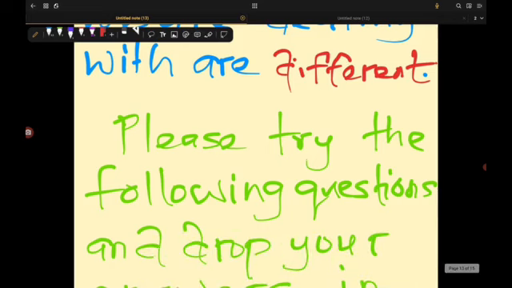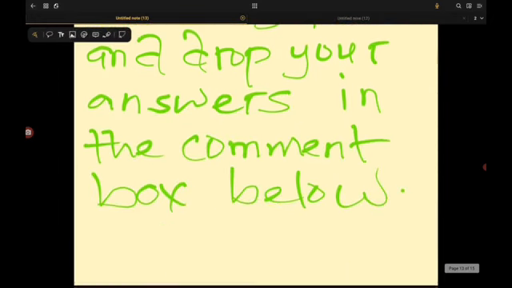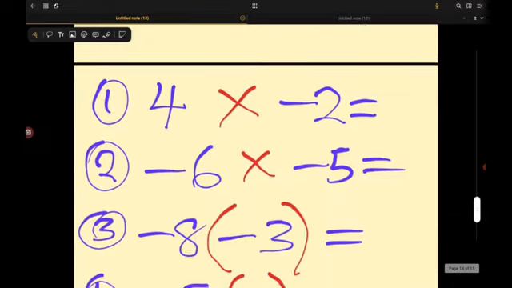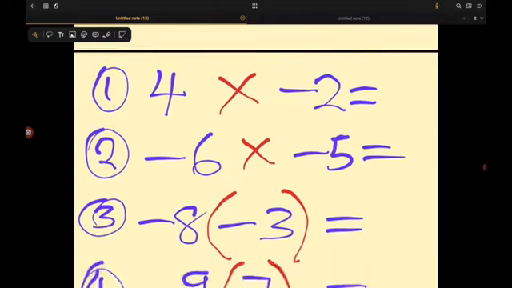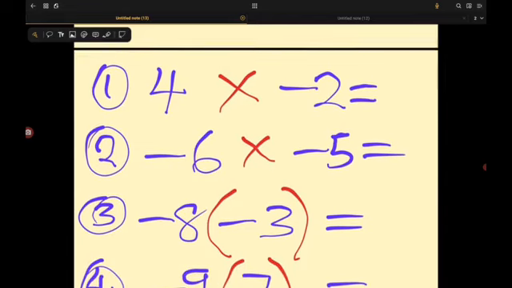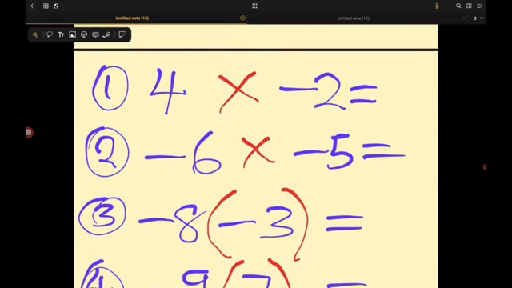And yeah, I say, please try the following questions and drop your answer in the comment box below. I will appreciate it if you can take your time based on what we have done, both in other tutorials and what we just finished doing. Match everything together, pick a paper and a pen and solve these questions. Let us discuss the answers in the comment box.